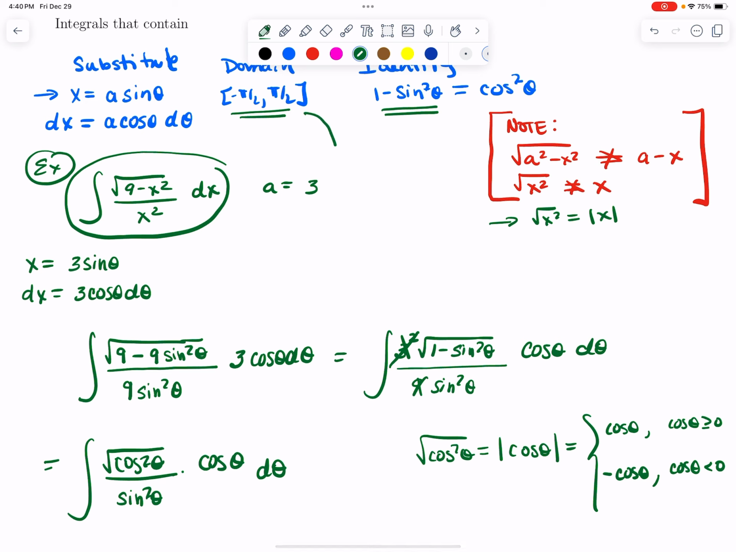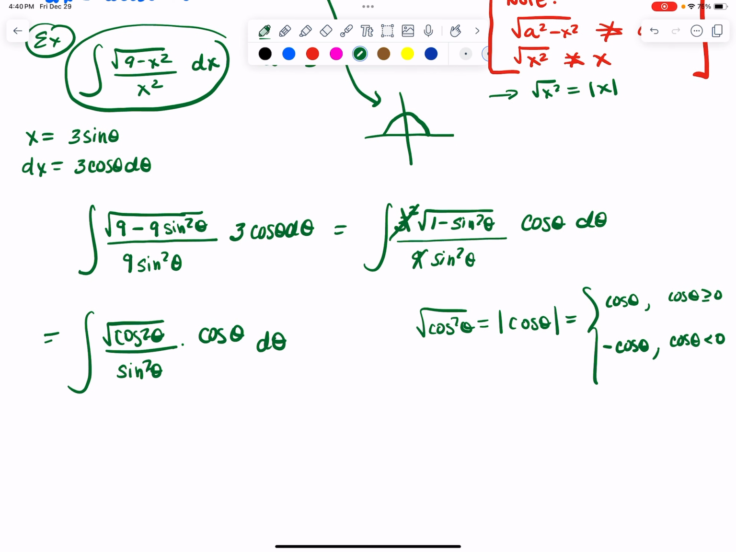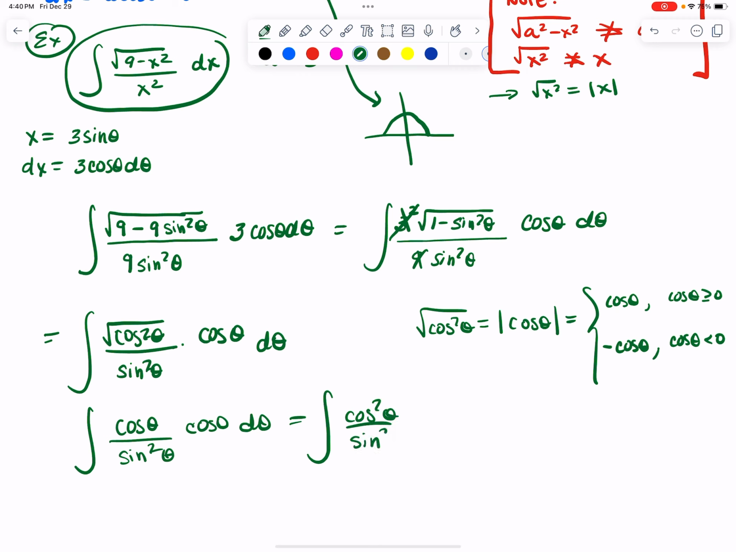Let's draw the cosine graph. It looks like that. Our cosine graph on the interval from negative pi over 2 to pi over 2 is in fact positive. It's because of that that we can take the square root of cosine squared and replace it with just cosine theta. But in general, you can't do that. So we have cosine squared theta over sine squared theta d theta, which is equal to cotangent squared theta d theta. Now, this is not a known antiderivative.